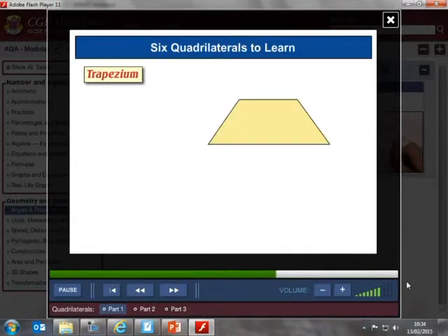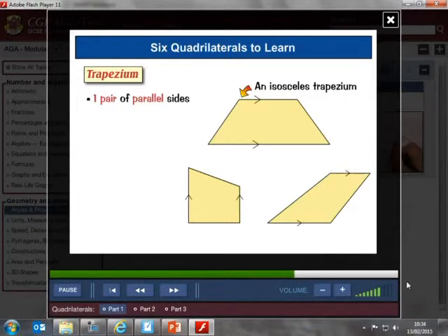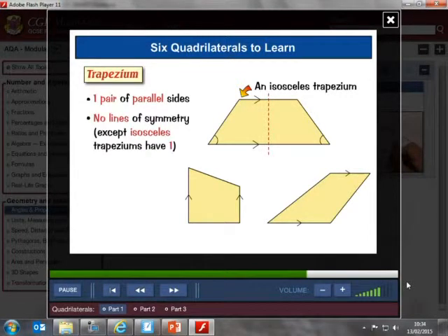What about trapeziums? There's one, and there's another one, and there's a third one. All trapeziums have one pair of parallel sides. There they are. Most trapeziums don't have any line symmetry, but one type of trapezium does. It's an isosceles trapezium, and it means that these two angles are the same, and there's the line of symmetry. So most trapeziums have no lines of symmetry, except isosceles trapeziums, which have one. However, no trapeziums have any rotational symmetry.